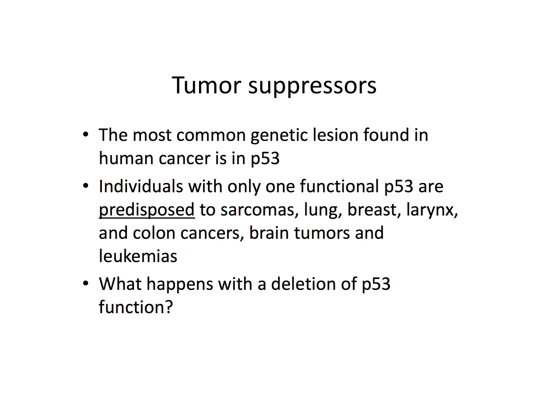Now, the most common genetic lesion found in human cancer is in p53. And again, just like the retinoblastoma gene, individuals with only one functional p53 are predisposed to a large number of tumors, depending on where a second mutation would occur.